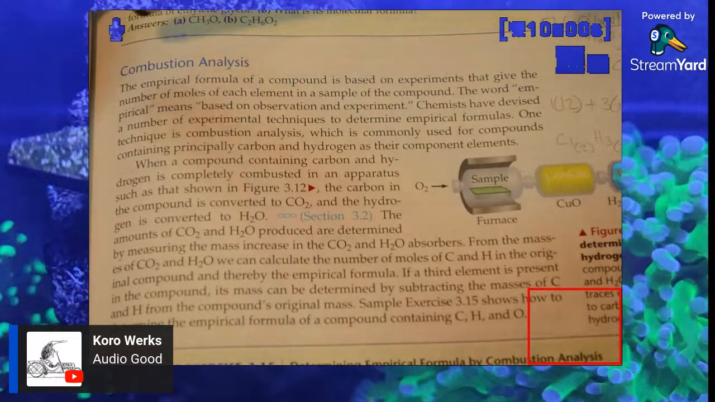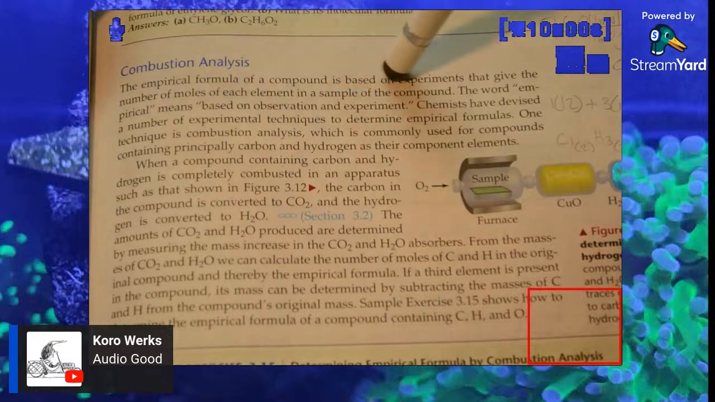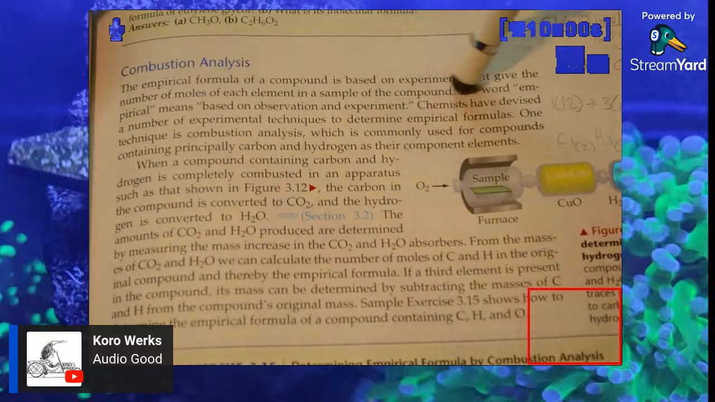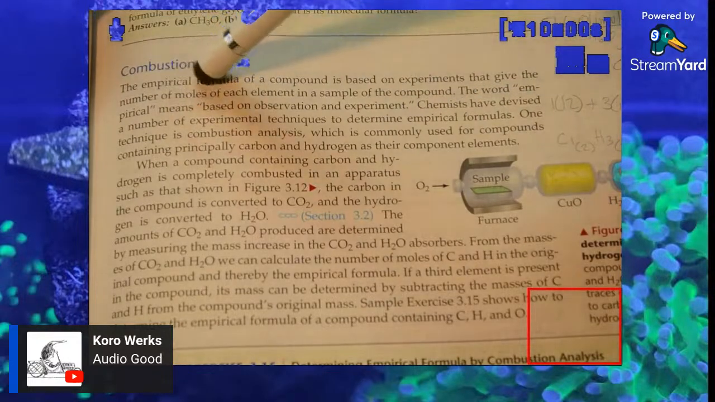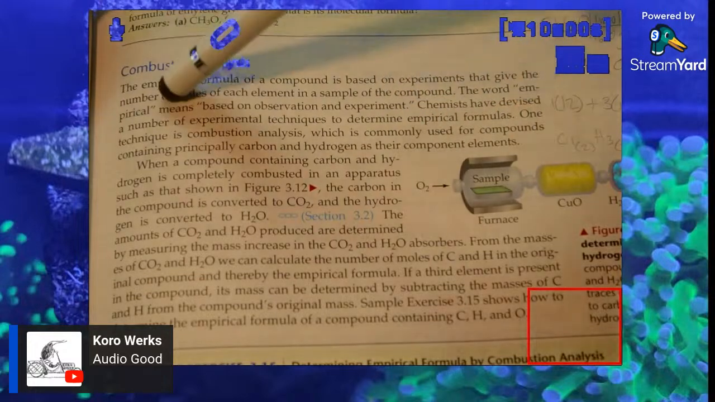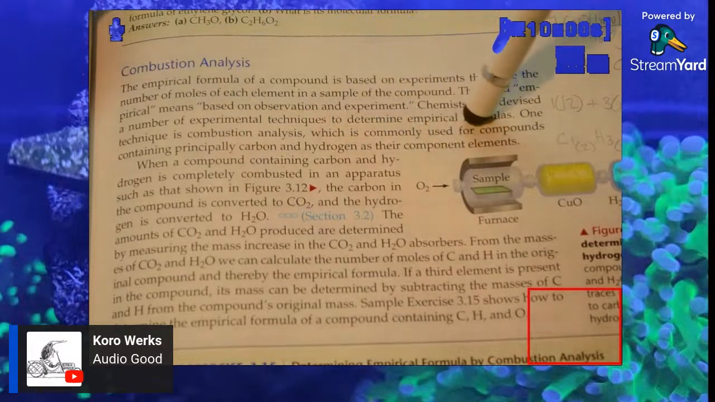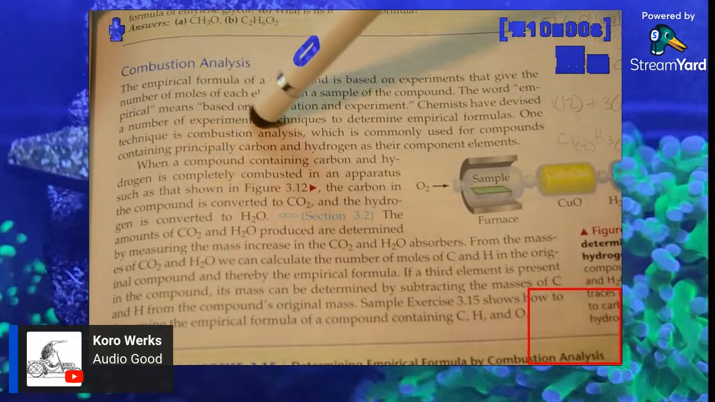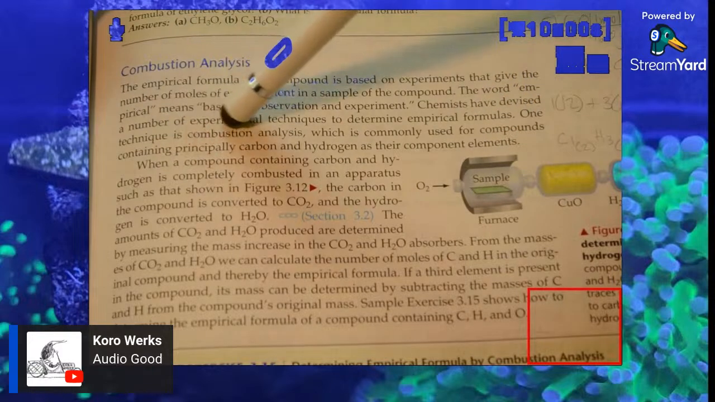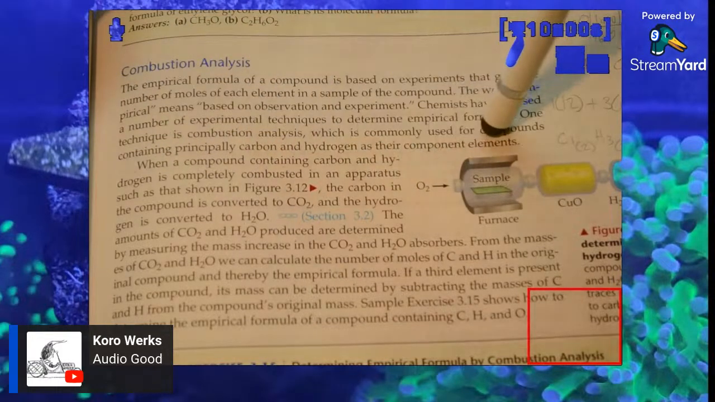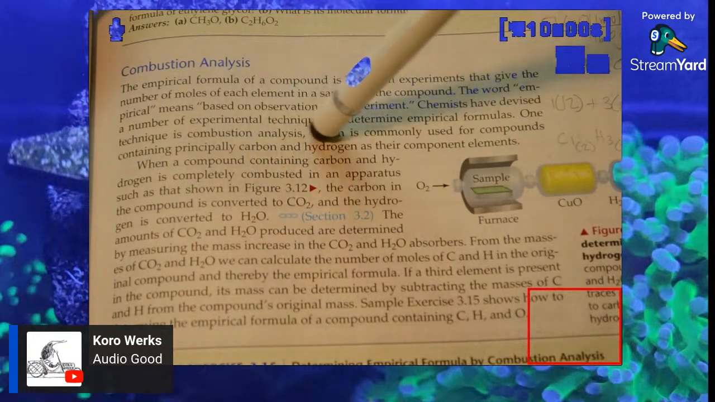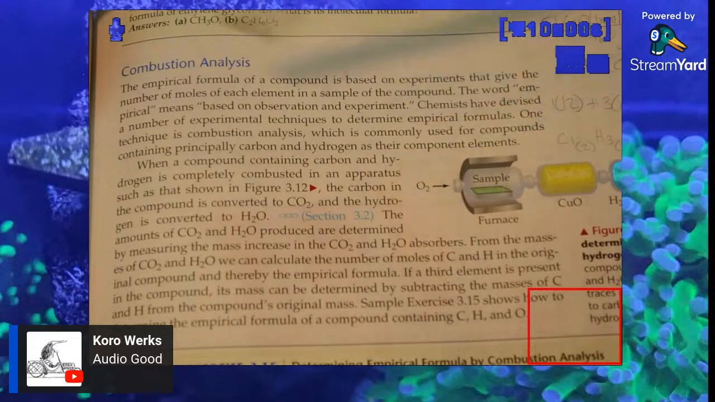Combustion analysis. The empirical formula of a compound is based on experiments that give the number of moles of each element in a sample of the compound. The word empirical means based on observation and experiment. Chemists have devised a number of experimental techniques to determine empirical formulas. One technique is combustion analysis, commonly used for compounds containing principally carbon and hydrogen as their component elements.